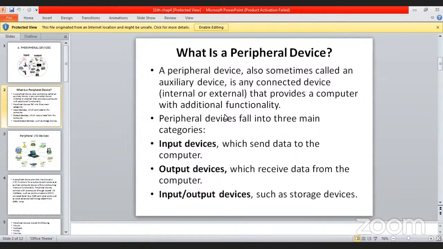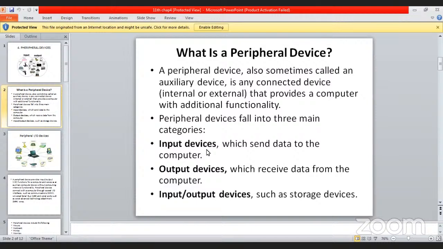By using the speakers, we can listen to different types of songs or lectures and all those things. Printers are mainly used as an external device. By using a printer, we can print documents as well as different types of pages also. So peripheral devices fall into three main categories.